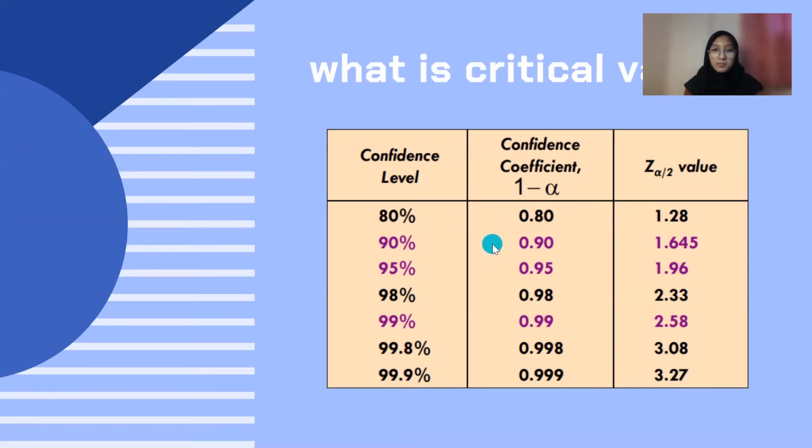It means that 1 minus alpha is 0.95, and you can find alpha by subtracting 0.95 from 1. The result is that alpha is 0.05. Remember, you have to divide alpha by 2 to get the critical value. You divide 0.05 by 2, and you will find 0.025. The 0.025 value corresponds to 1.96, and that's the critical value for 95%.